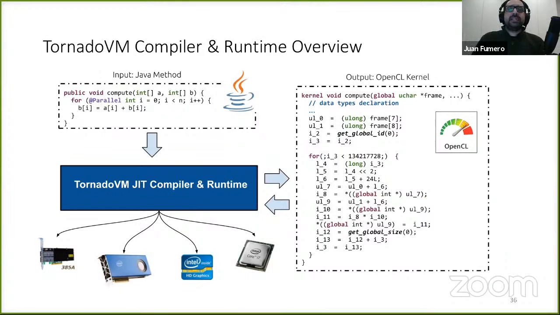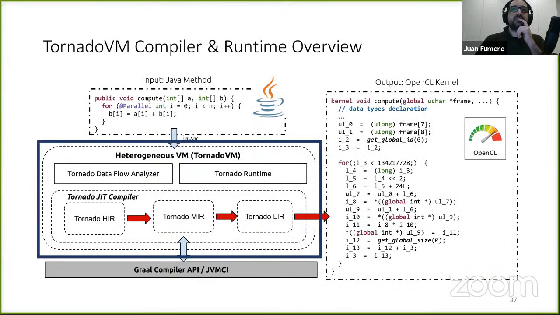So in a nutshell, what Tornado does is, okay, you get the Java code. We have a blue box here. It's the Tornado JIT compiler that takes, at runtime, the Java bytecode. We compile at the bytecode level, bytecode down to OpenCL and PTX. And with that, we can use any device accelerator. So let's open that blue box. Let's see what we find there.